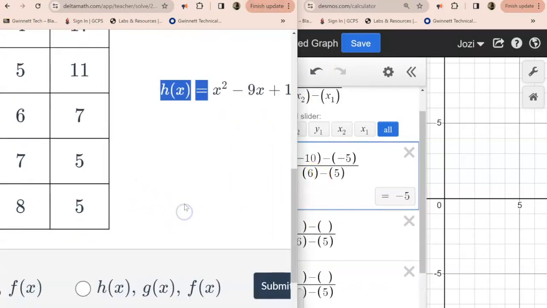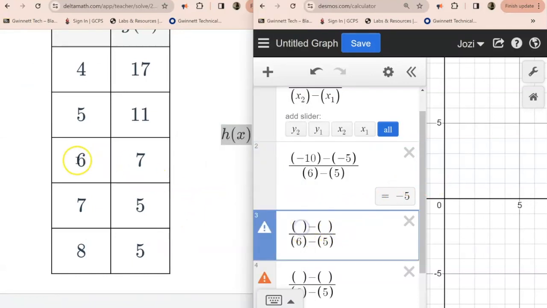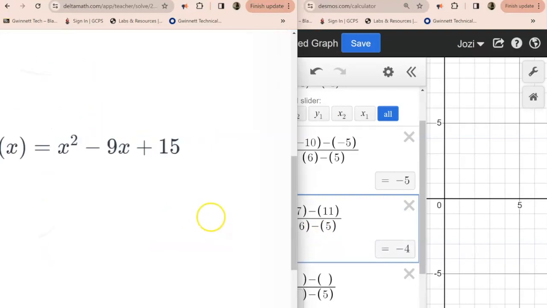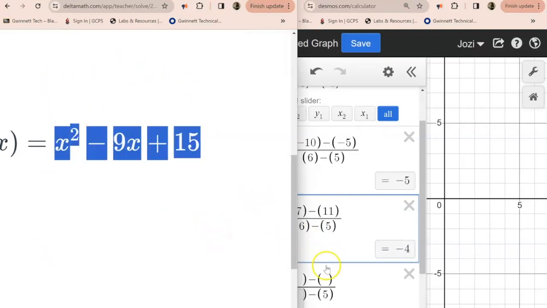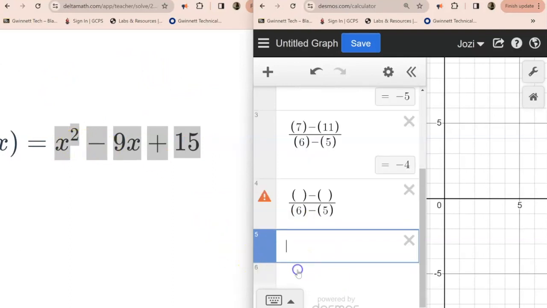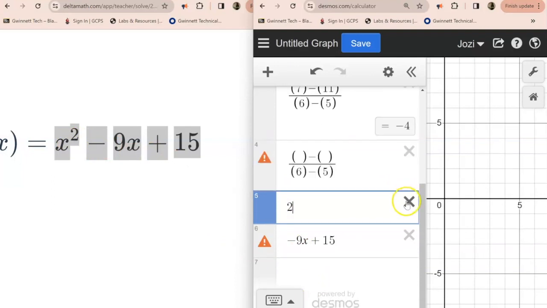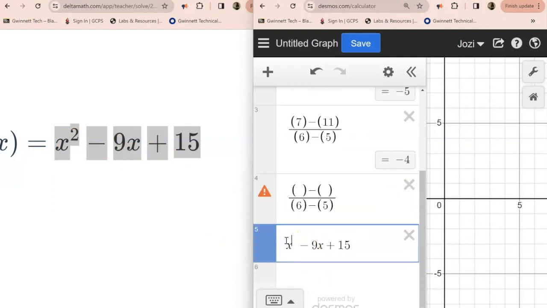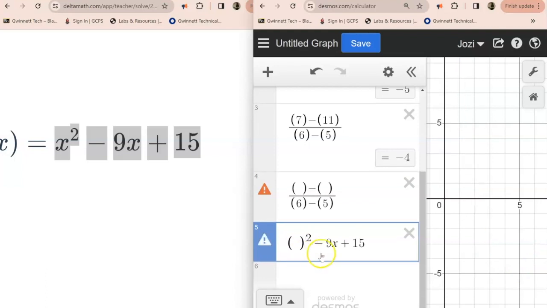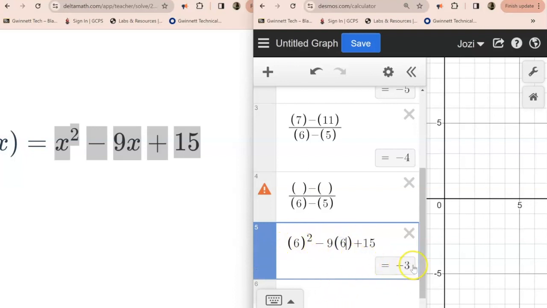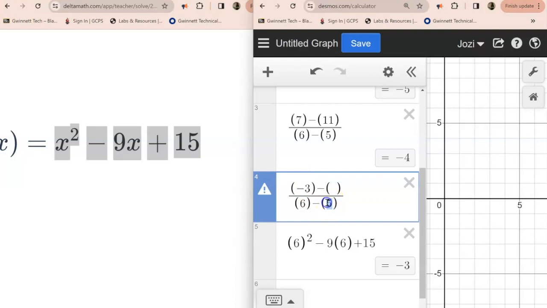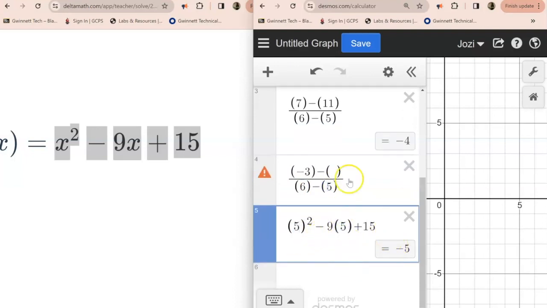Going to my second one, let's look at this table, matching it with 6. So 6 goes with 7, and 5 goes with 11. Boom. All right, going to the equation. Let's say my math is not strong. What we're going to do is copy this equation, because what you have to input is 6 where x is. Let's cross that out and make sure we type it in correctly. Where you see x, we put parentheses, because that tells us where to put the number. These are my x values. Where I see x, I'm going to put 6. Boom. So 6 goes with negative 3. And then 5 goes with, putting in 5, negative 5.